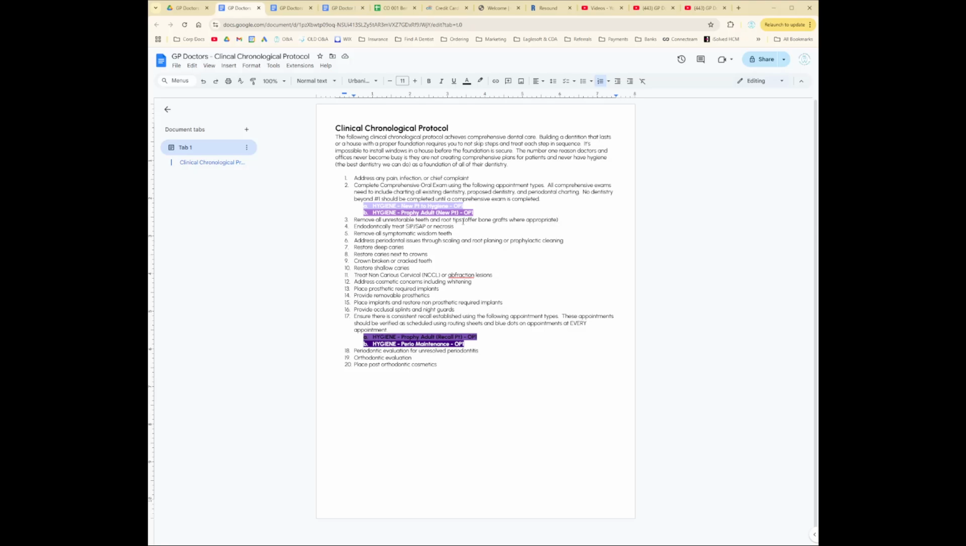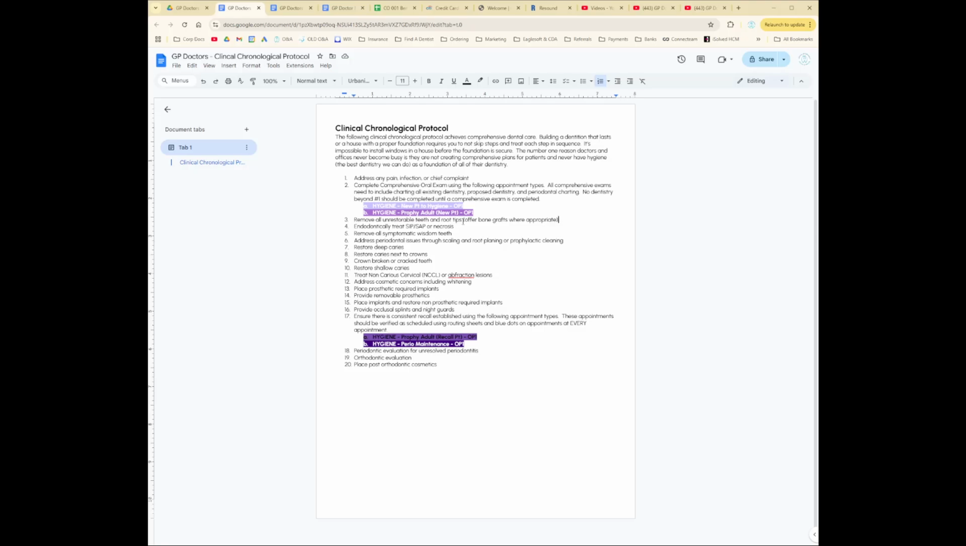There's nothing more frustrating than taking an impression for an occlusal guard and then finding out, oh shoot, I needed a crown. Then you place the crown after the night guard's been done, and then you have to retrofit the night guard, okay? And then again, like we've emphasized from the beginning and all the time, ensure that there's a consistent recall established using the following appointment types, which is the prophy adult or the perio maintenance. And these appointments should be verified as scheduled using the routing sheets or the new blue dots on every appointment, and we should do that at every appointment, okay?